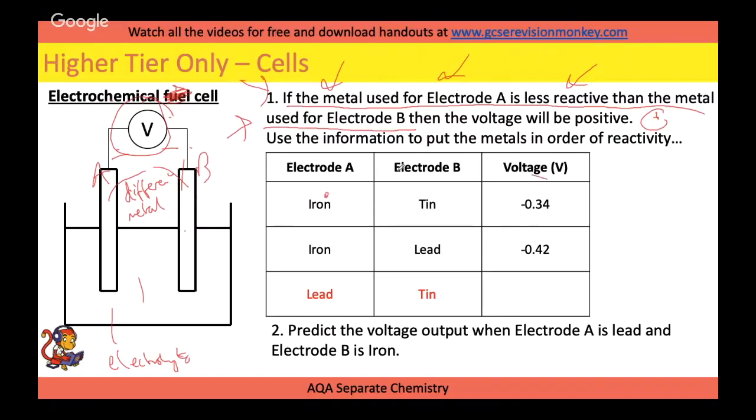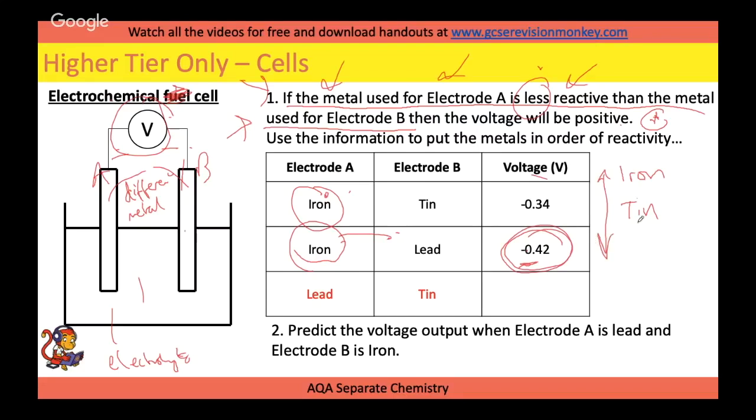So they're producing a voltage because they're reacting differently with the electrolyte. And if the metal used for electrode A is less reactive than the metal for electrode B, then the voltage is positive, but it's not. So that must mean that the iron is actually more, not less, reactive. So iron is going to go above tin. And then we look at the next two. Again, it's negative, so iron must be more reactive than lead, and that's what the statement above tells us. However, because it's more negative, that is showing us that there's a bigger difference in the reactivity series.